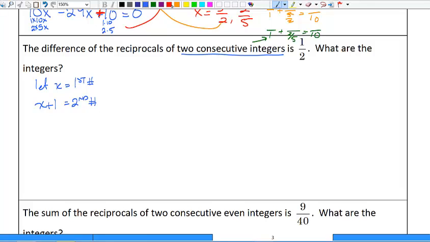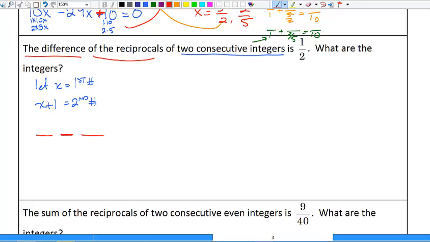Now, there's no picture to be drawn, but I think the hard part here is to try to write your equation. So it says the difference. Okay, when I get to the difference, I stop and I write minus. Of the reciprocals, so I'm taking the reciprocal of something. So I have a fraction and another fraction. I'm subtracting two fractions. That's what reciprocal means.